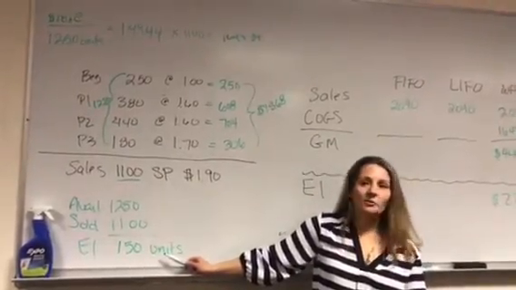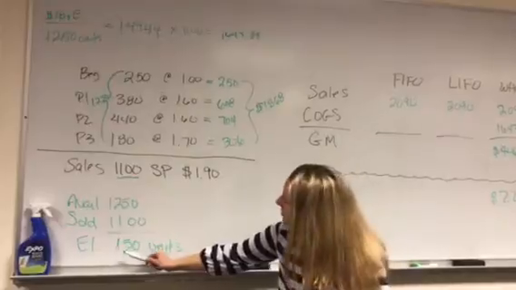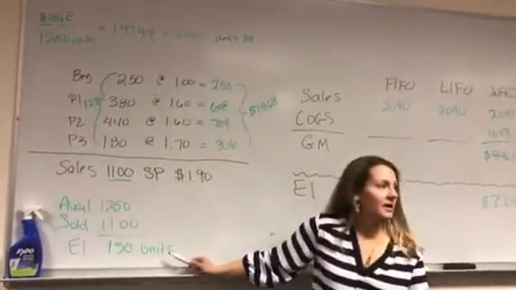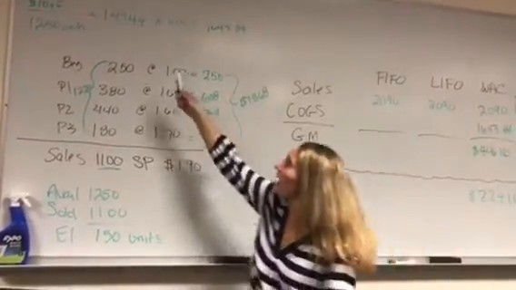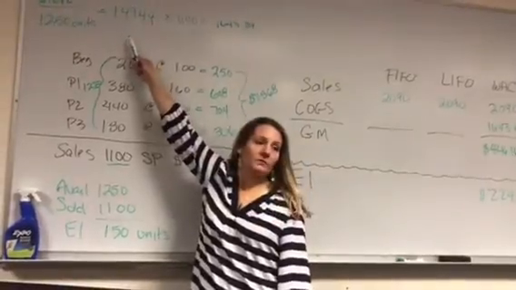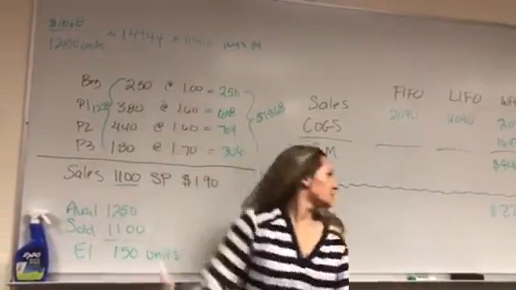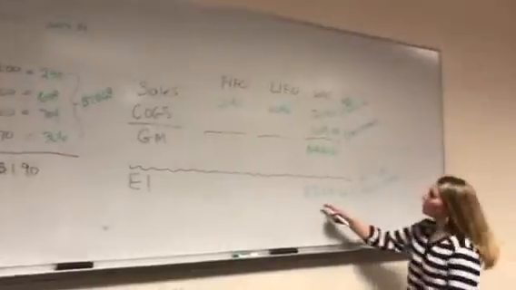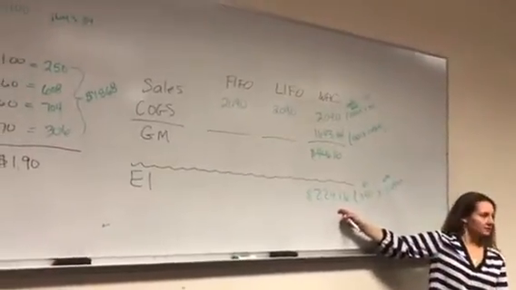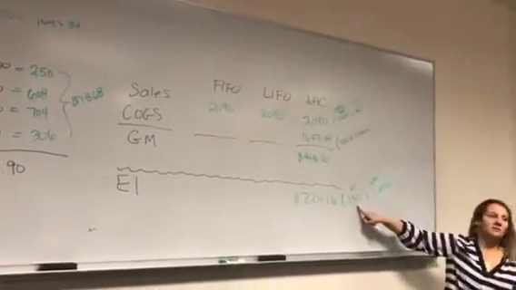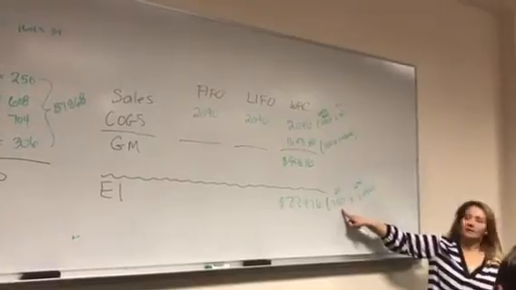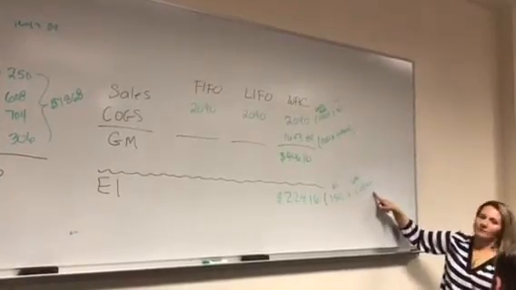And we need to value our ending inventory. So these 150 units, using our weighted average cost method, are all valued at the average cost of $1.4944. So our ending inventory will be $224.16 because it's the 150 units we have left over in our ending inventory times $1.4944.